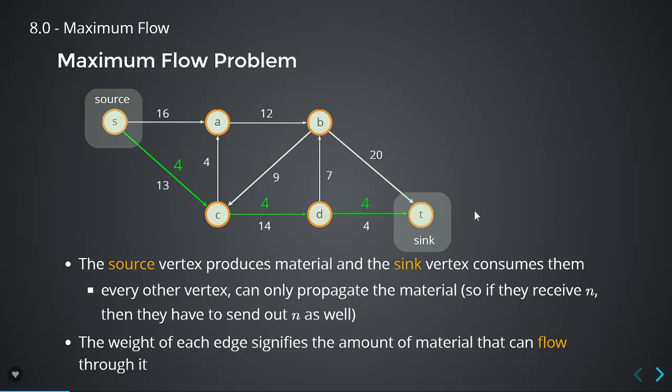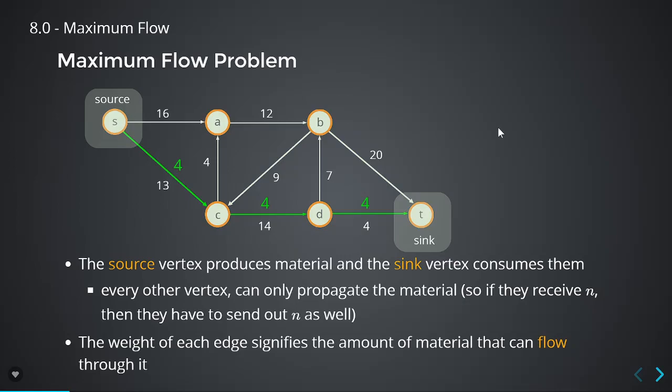Is it a good one? Well, no, because you can definitely send more. You can probably send 3 more at least. You can send 7 here. 7 will have to go out here as well. But then you can send 3 up here. You can send 3 from D to B, and then the 3 can go from B to T. So you increase the flow from 4 to 7.